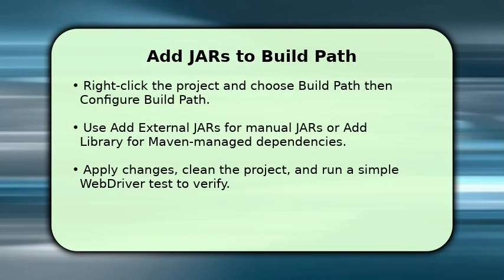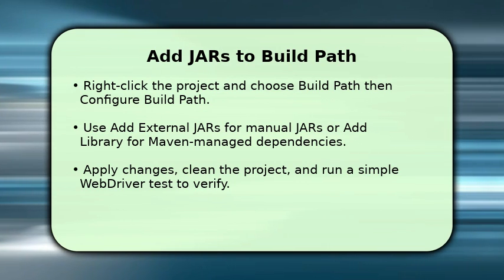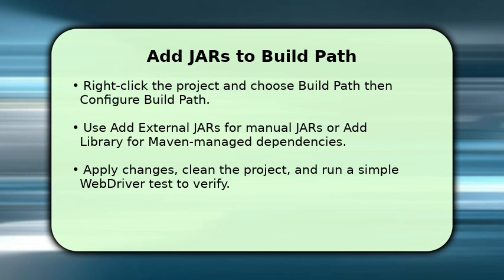In Eclipse, right-click the project and pick Build Path, then Configure Build Path to open settings. Use Add External JARs to include Selenium and dependency JARs, or choose Add Library for a Maven-managed classpath. After adding, click Apply and Close to update the project configuration.